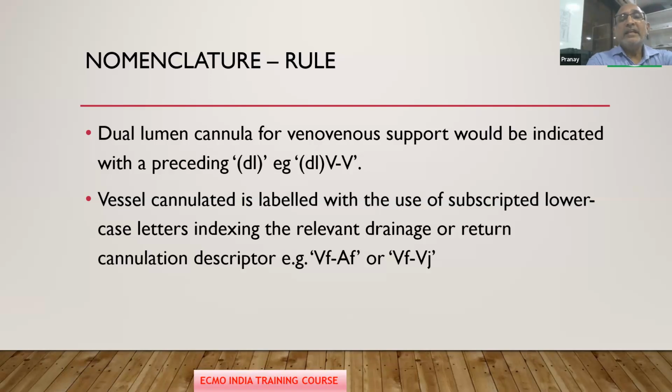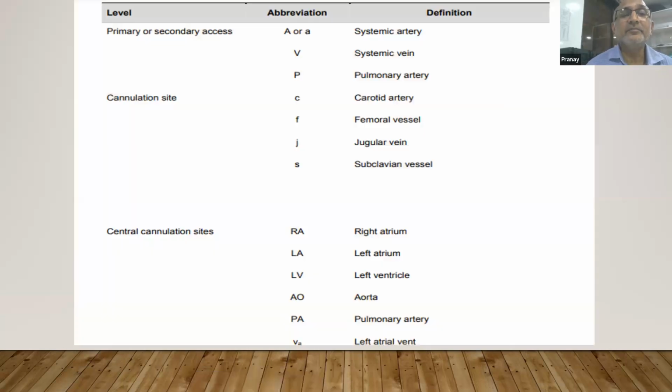For dual lumen, you always put DL before the VV ECMO, so it's DL VV. Now, suppose you want to label which vessels you have cannulated, then it is a small letter in subscripted form. So it is going to be VF or AF or VFVG. VFVG means femoral vein for drainage and jugular vein for return. So these are the different nomenclatures and abbreviations used for cannulas.